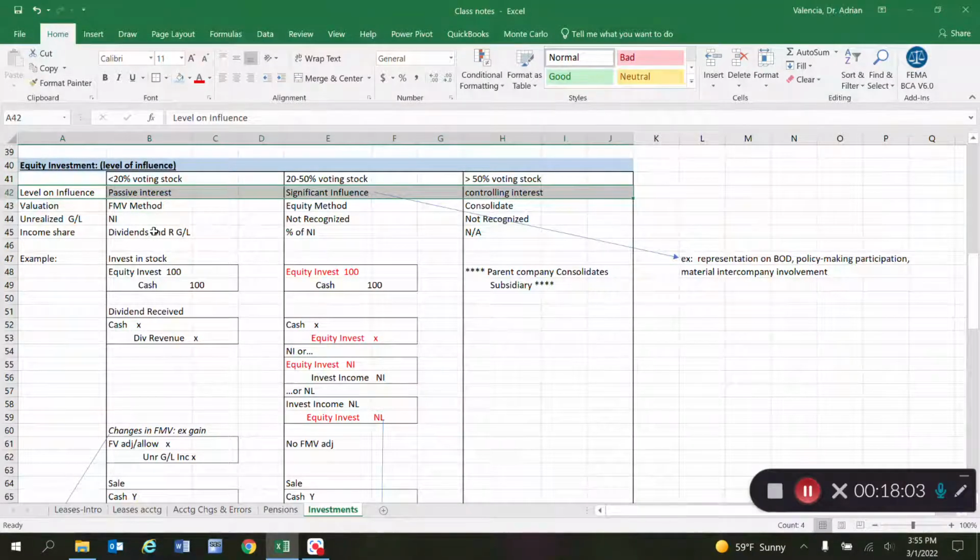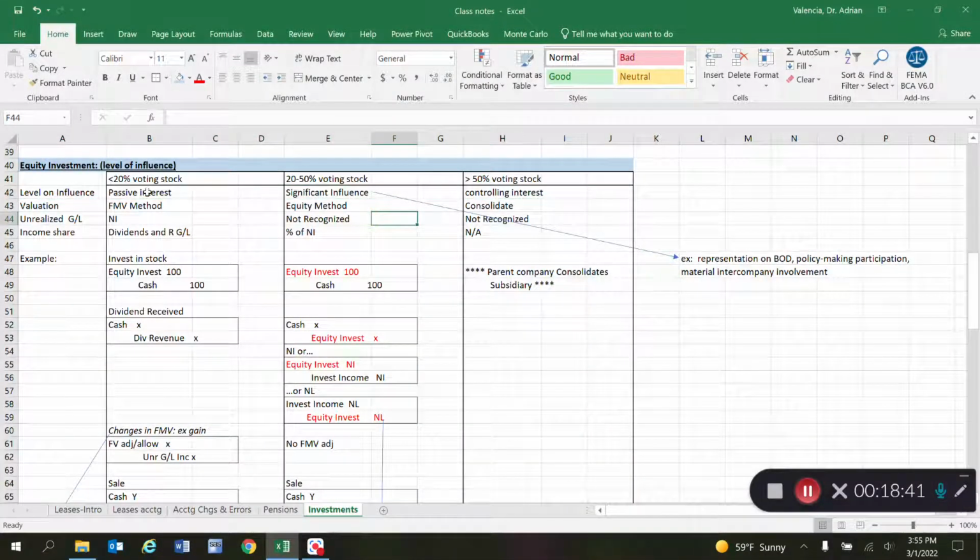If you're investing in a company and you have a passive interest, then you are going to do an accounting based on the fair market value method. And we'll talk about that in a minute. At this point, you own less than 20% of the voting stock, so you have perhaps not a strong say in the operations of the particular company. Now, as you increase the percentage of voting stock in that company that you're investing in, then you will be considered to have a significant influence of that company.